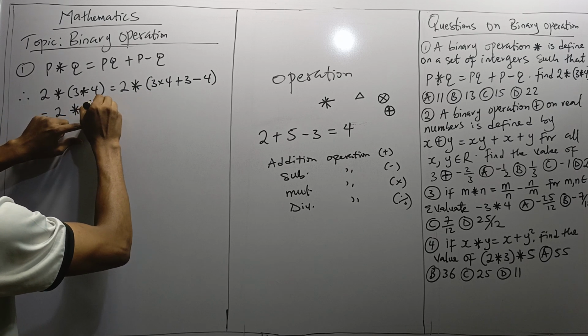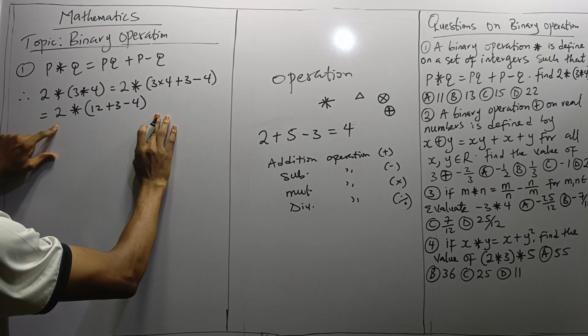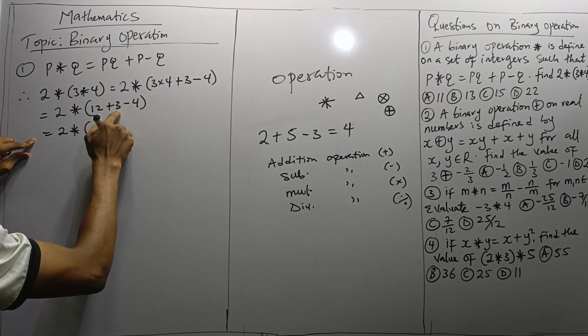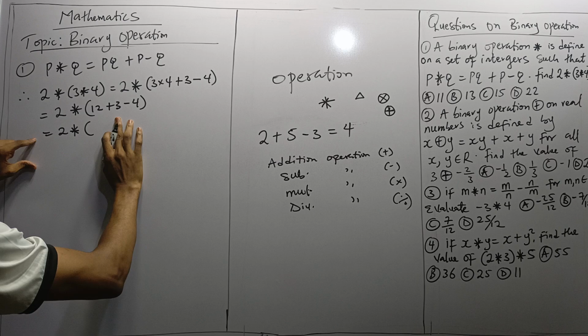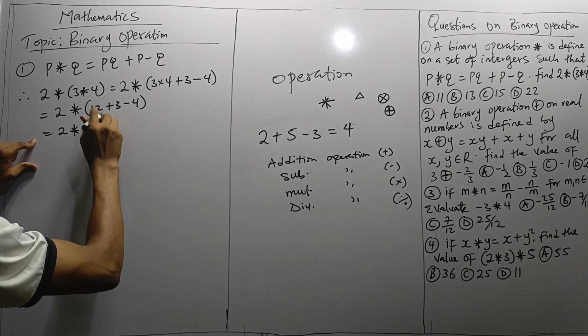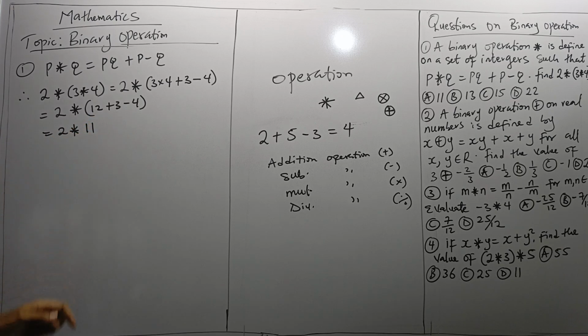3 times 4 is what? 12. Plus 3, then minus 4. All right. So which is equals to 2 operation. 12 plus 3 is 15. 15 minus 4 should be 11. All right. So it should be 11. So this is 2 operation 11.